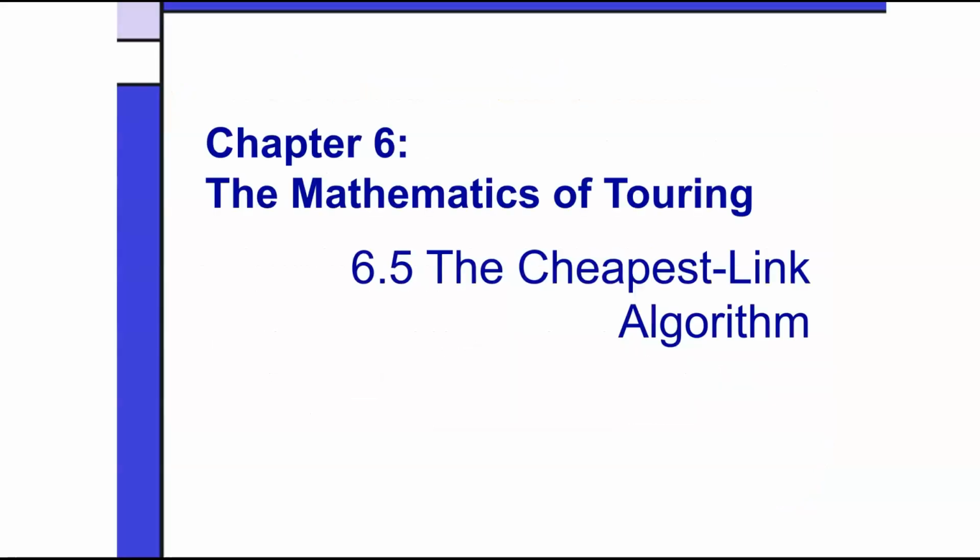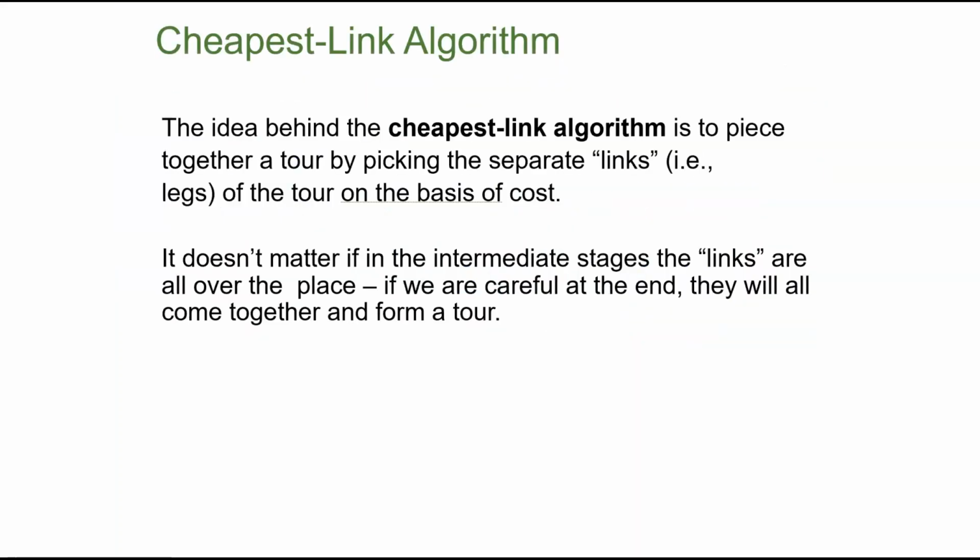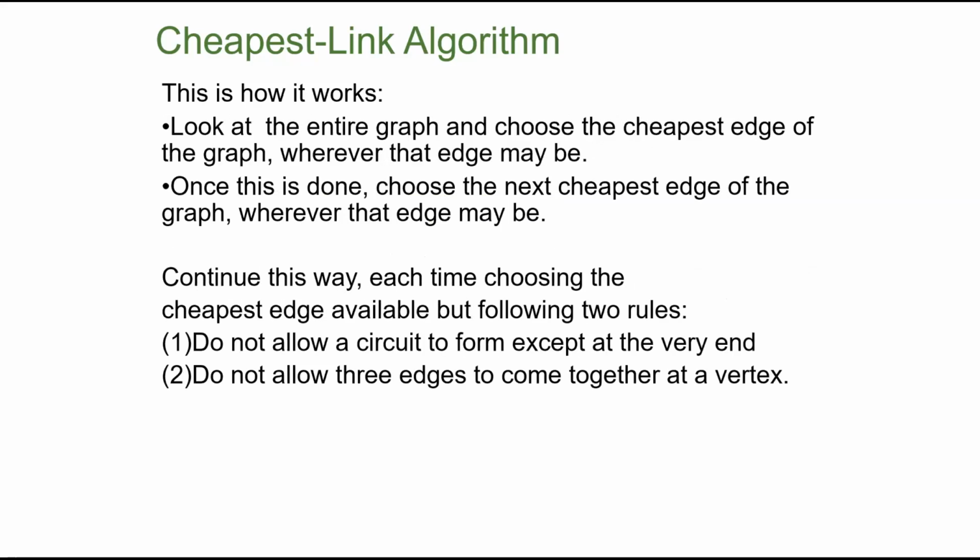The last thing we're going to talk about is the cheapest link algorithm. The idea behind it is to piece together a tour by picking the separate links or legs based on cost. So it doesn't matter if in the immediate stages the links are all over the place, like if we're building a tour that doesn't connect, but there's some rules we can follow and they'll come together at the end. So this is how it works.